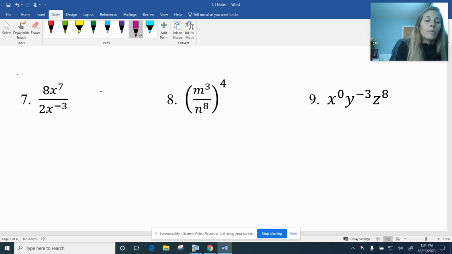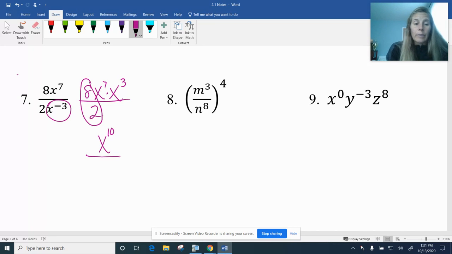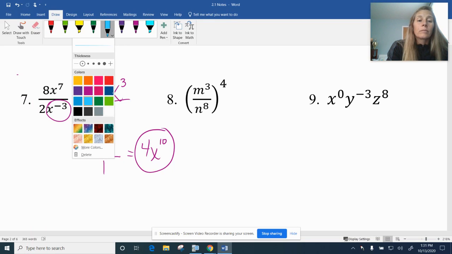Okay, number 7. So here, the first thing I'm going to do is get rid of this negative exponent. So I'm just going to rewrite everything, but I'm going to move this x to the top so that that 3 can be positive. At this point now, x to the 7th times x to the 3rd is going to give me an x to the 10th because I'm adding the exponents. And 8 over 2 is just normal division, 8 divided by 2. So that's just 4. And then, of course, we don't need the 1 on the bottom. Since there's nothing left there, we can just write it as 4x to the 10th.